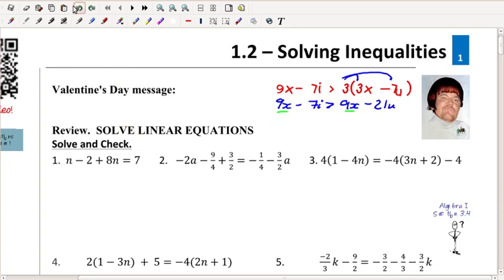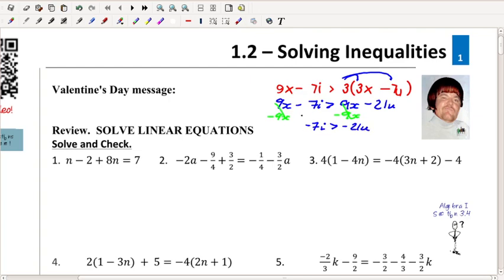Sorry, I'm going to get rid of that divide. It looks like a divide sign. It's not. Subtract 9x from both sides. And look at that. It actually leaves us with no x's on either side. So on the left side, we now have minus 7i greater than minus 21u.